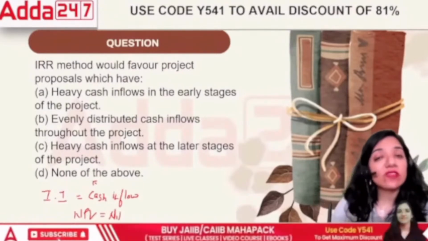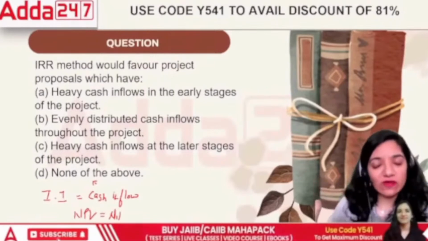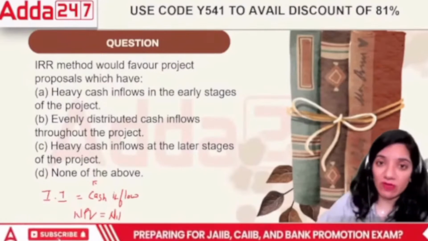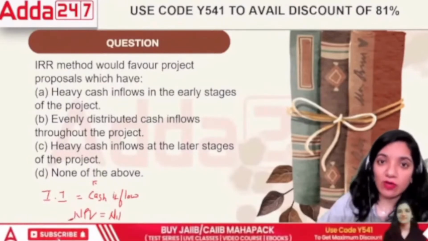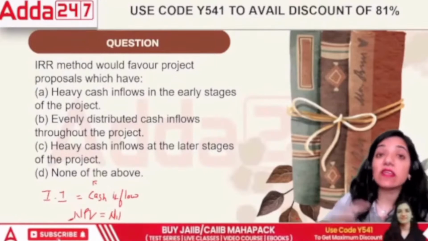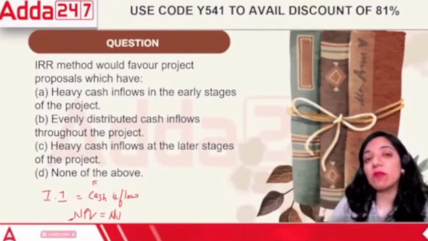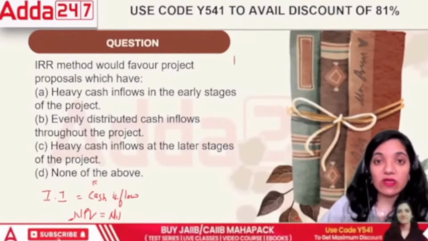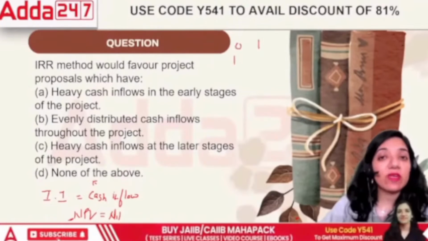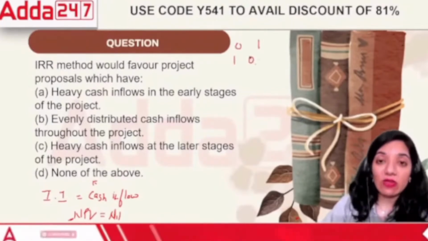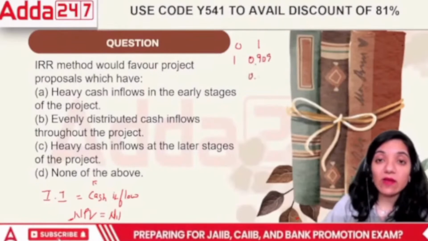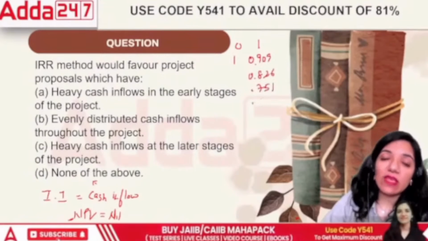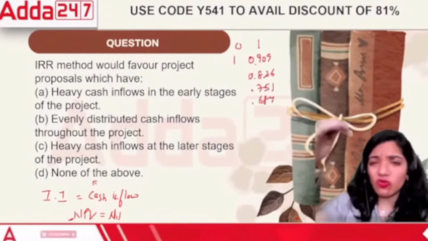If we have heavy cash inflows in the early stages, the PV factor is also higher. PV factor declines over the period of time. For example, let me give you a particular PV factor of 10%. If we take 10% now, the PV factor would decline like this. For the 0th year, today, it is 1 rupee. After 1 year, the value is 0.909, then 0.826, 0.751, then it goes up to 0.684. So it just goes like that.